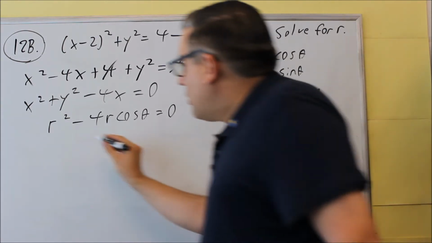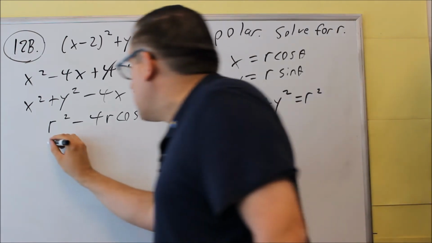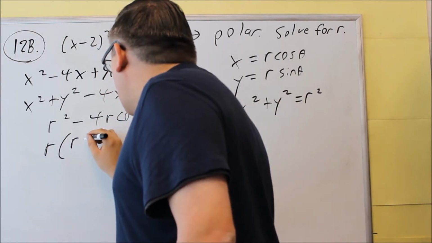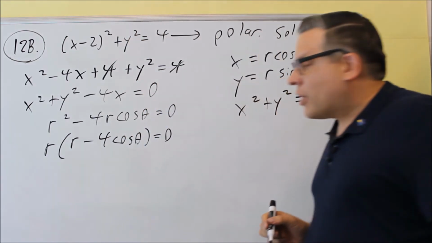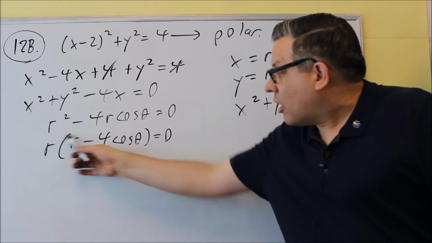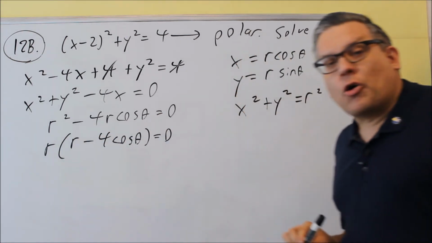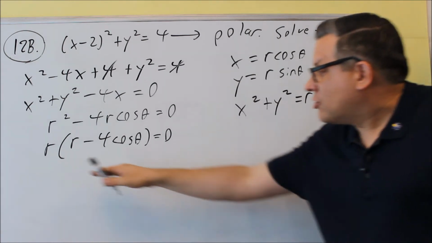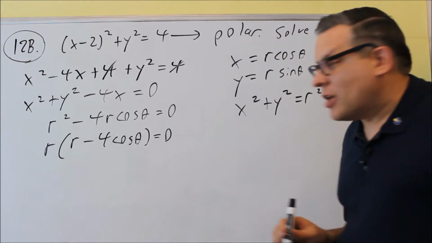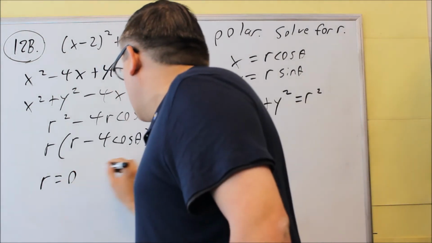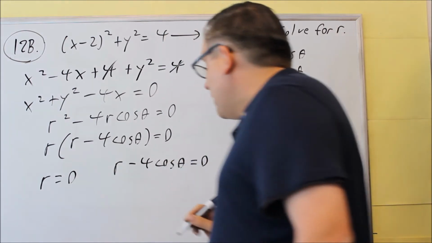So next thing I need to do, whenever I set anything equal to 0, I always want to factor it. I look for a common factor, and I can pull out an r from this. So I'll pull an r out, and I get r times (r minus 4 cosine theta). Again, if I multiply this, I get r squared minus 4r cosine theta, so I did that correctly. Whenever you factor something, always multiply it back through just to make sure you did that part correctly. Now, once it's factored, we're going to take both of them and set them equal to 0. So I get r equals 0 and r minus 4 cosine theta equals 0.